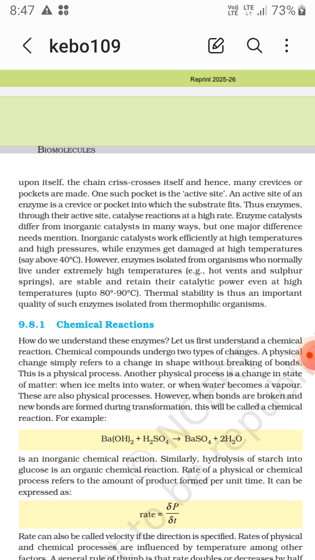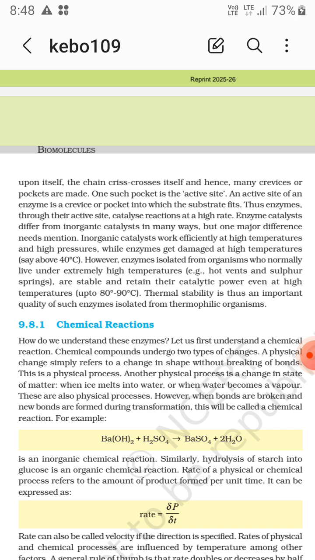Now, the active site of an enzyme is a crevice or pocket into which the substrate fits, right? Thus, the enzymes through their active sites catalyze reactions at a high rate. So, these are the active sites that catalyze the reactions at a high rate, right?